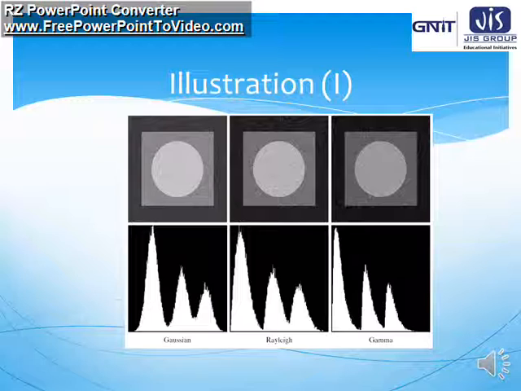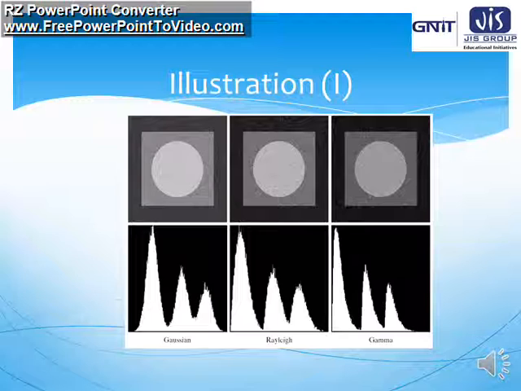depicted. The first one is the histogram of the image having Gaussian noise, the second one is the histogram of the image having Rayleigh noise, and the third one is the corresponding histogram representation of the image having gamma noise. So some of the images with noise and their corresponding histograms have been given here. This is the first illustration.